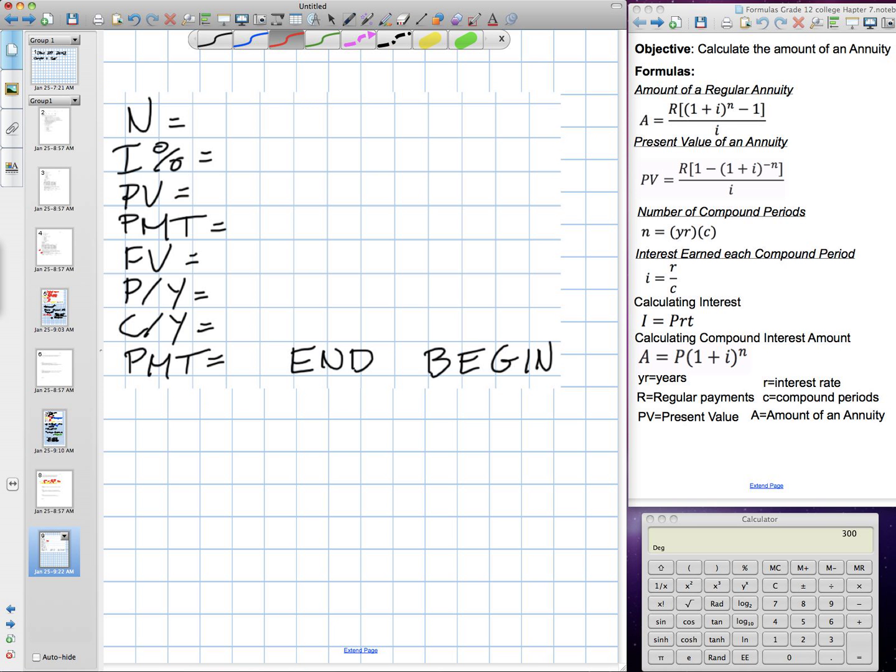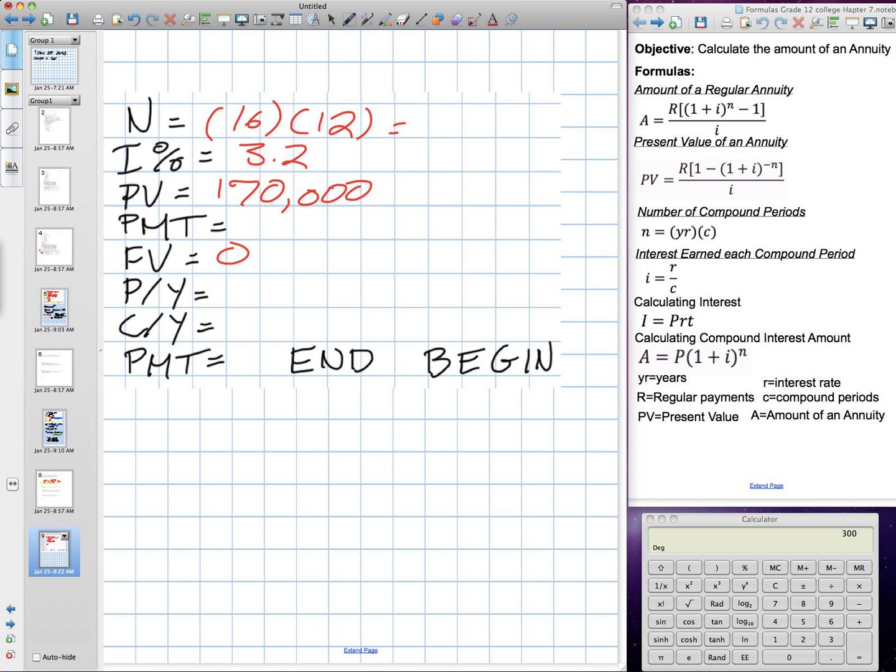So we're doing the exact same thing we did before. We have to figure out their monthly mortgage payment. So we figured out a lot of information on the page before. We said the present value of the mortgage was $170,000. We said that the interest rate was 3.2. The future value, what's the future value going to be in this case? 0. Okay? Our N, how many years is this mortgage for? 16 years. And they're making what kind of payments on this mortgage? Monthly, so 12 times a year.